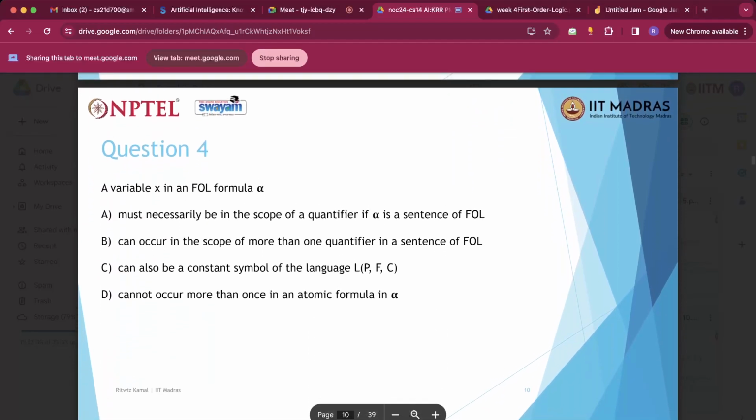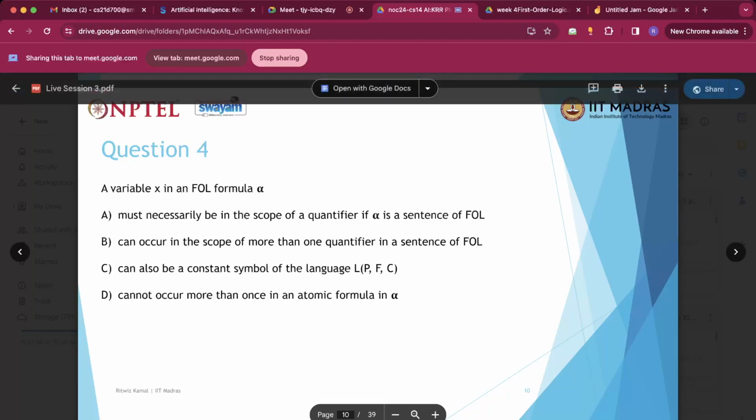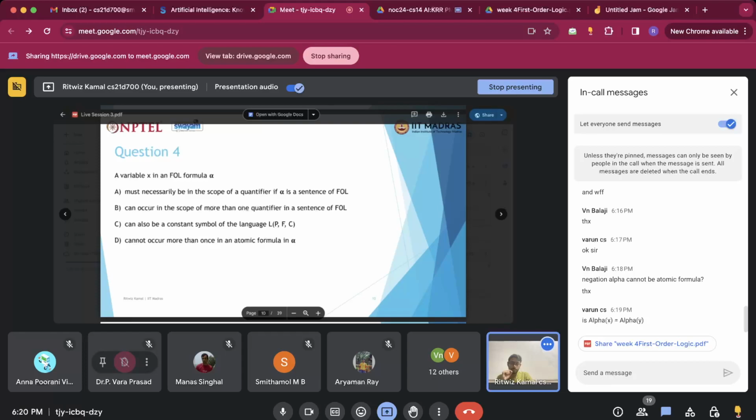Now that we have discussed the definitions of terms, atomic formula, and a sentence, remember that in the definition of sentence we discussed what a free variable is. If you have gone through the video lectures, you must be aware of what a free variable is and what the scope of a quantifier is. This question is based upon that: a variable x in a first order logic formula alpha, and which of these options do you think would be correct in the context of a variable x in a first order logic formula? I'll let you think about this for a while, and then we can have a discussion after a minute or two.